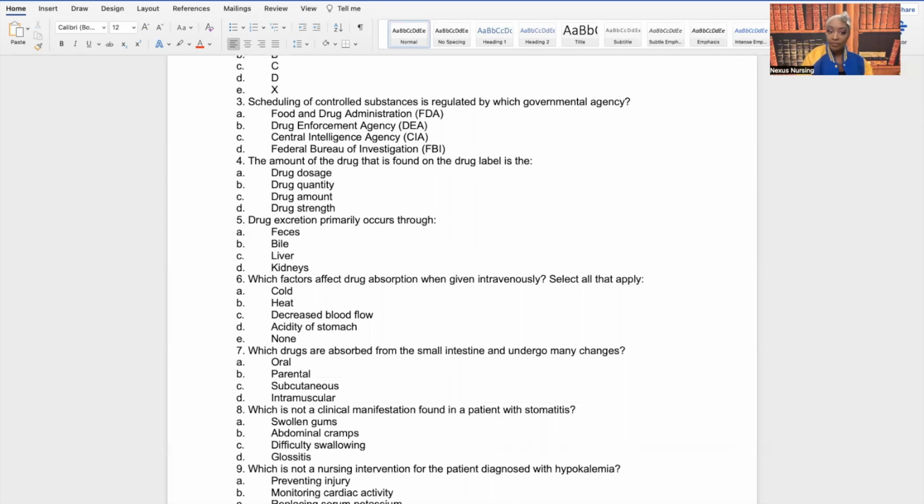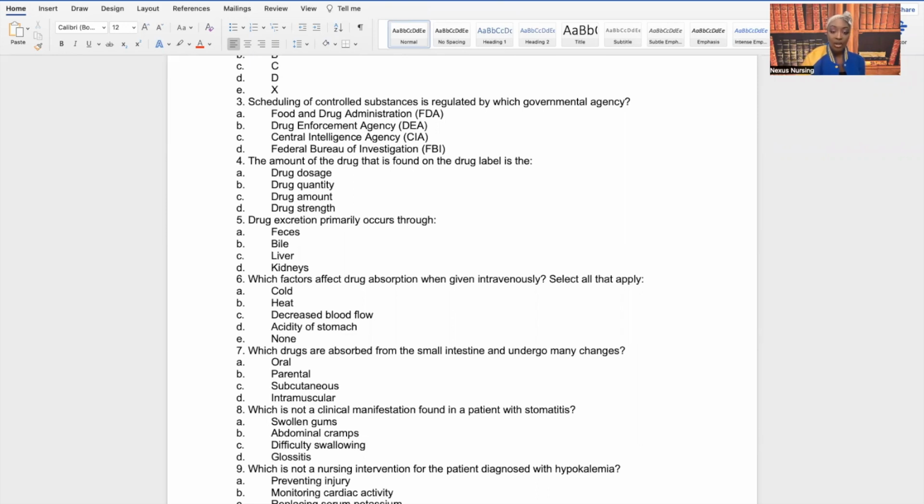Number three, the scheduling of controlled substances is regulated by which governmental agency, FDA, DEA, CIA, or FBI? And the correct answer is B, Drug Enforcement Agency.